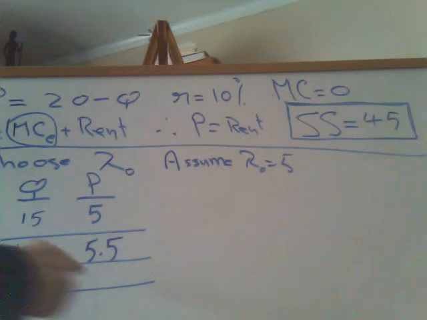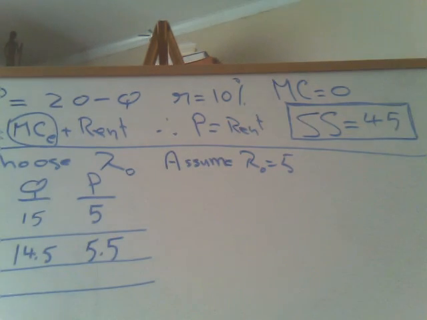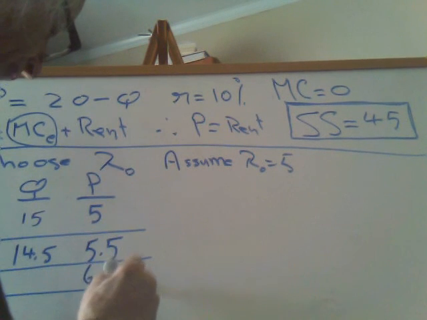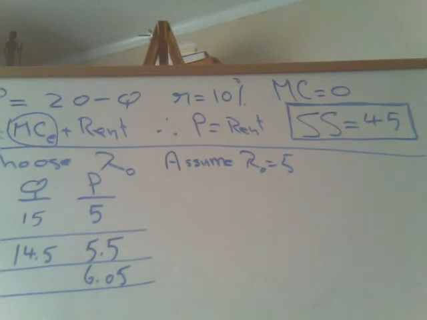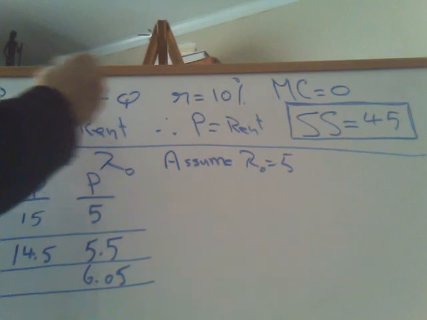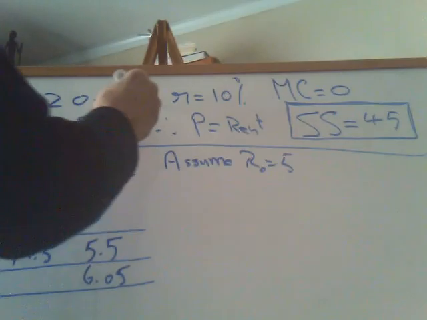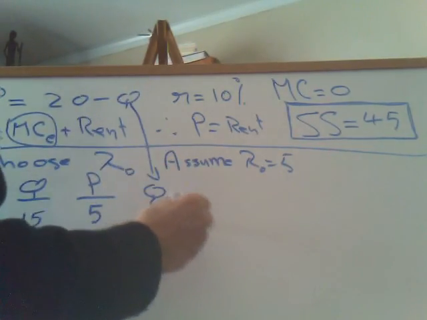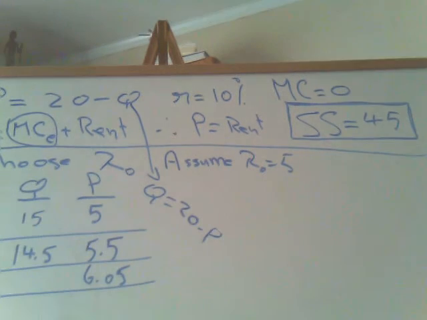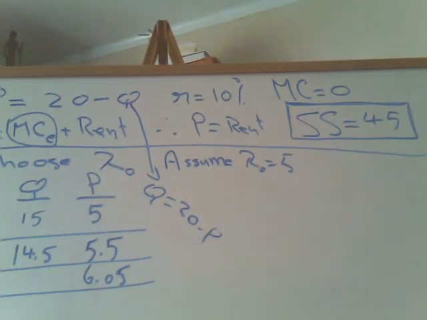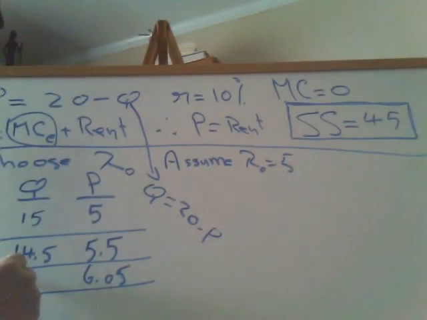So now, what's happened to lambda? It's become 5.5 times 1.1, which becomes 6.05, right? You plug this in here, or by the way, you can plug it by doing the quantity equation. This will be Q is equal to 20 minus P. So if P is 6.05, how much is Q? Q is going to be 13.95.